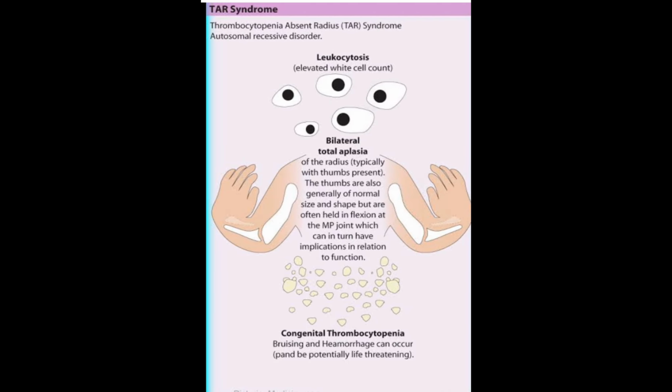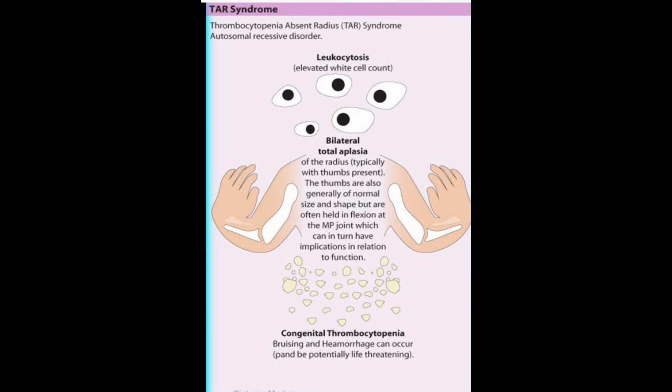Then next we have the TAR syndrome. TAR syndrome stands for thrombocytopenia and absent radius syndrome. It is an autosomal recessive disorder. How will we remember? It is from the name itself. TAR syndrome: T for thrombocytopenia, AR for absent radius, and AR is also autosomal recessive. Leukocytosis will occur. Bilateral total aplasia of the radius. The radius will be absent on both sides.